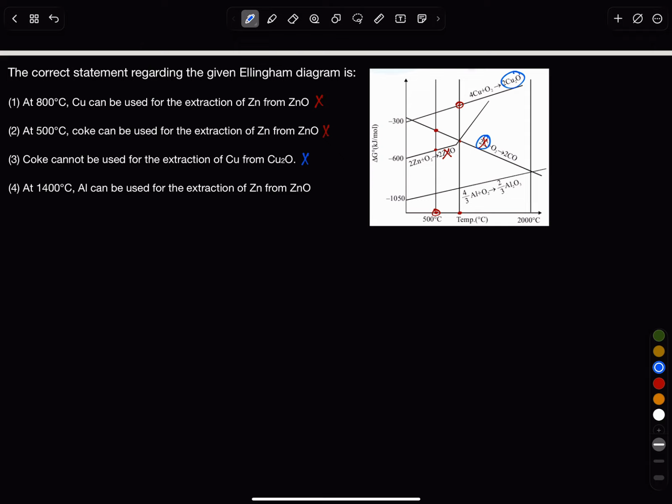What about 1400 degrees Celsius? Somewhere here, aluminium can be used. This is the graph for aluminium, and here it is for zinc oxide. So yes, aluminium will be able to reduce zinc oxide. The fourth statement is the right statement, and that is the answer for this question. I hope you understood this. Thank you.